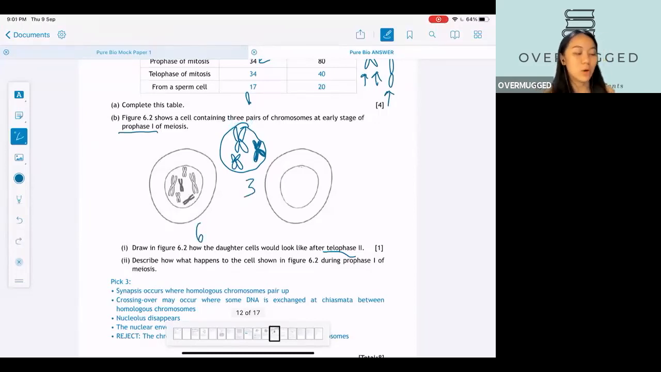So here, still got six. One, two, three, four, five. Yes, six DNA. Three chromosomes, six DNA. The final is three chromosomes, three DNA. Okay, so this is what a gamete is needed. So it will be just like, and then the black one.